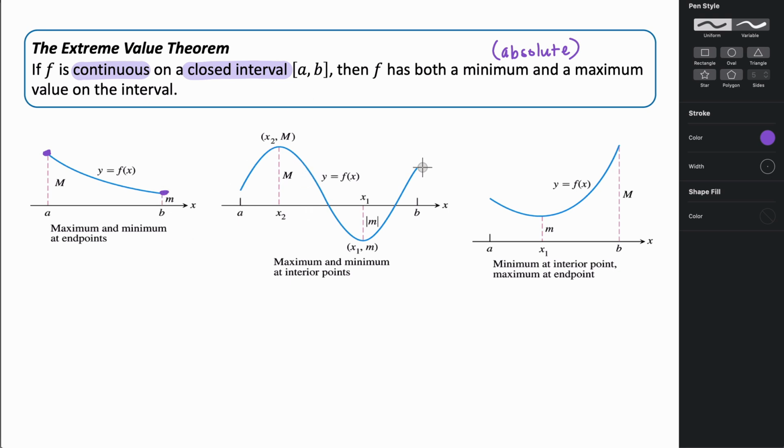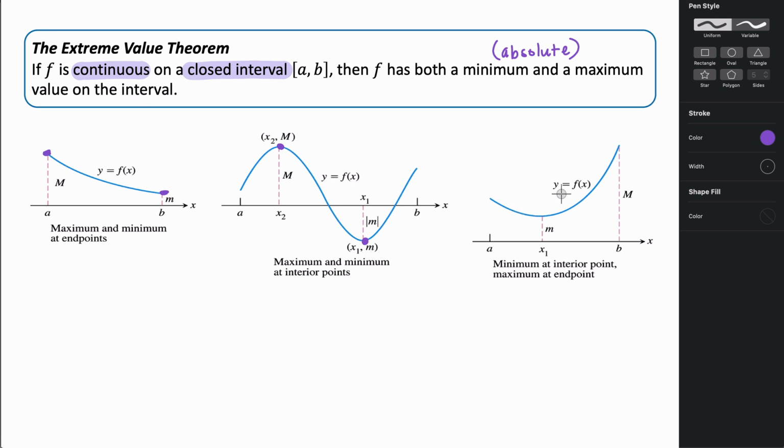If you have something kind of like a sine curve, you could have a situation like this, where you have a maximum that occurs in the interior, inside your interval, and a minimum that occurs in the interior. So your maximum would be here at x sub 2, and your minimum would be this value here at x sub 1. So your maximum value would be M, and your minimum would be little m there.